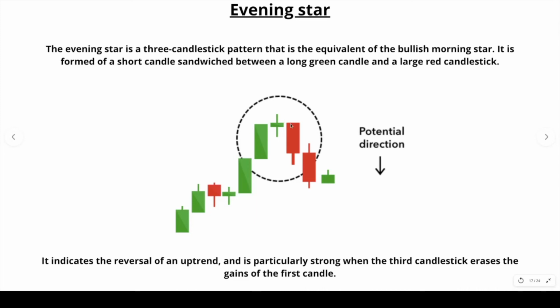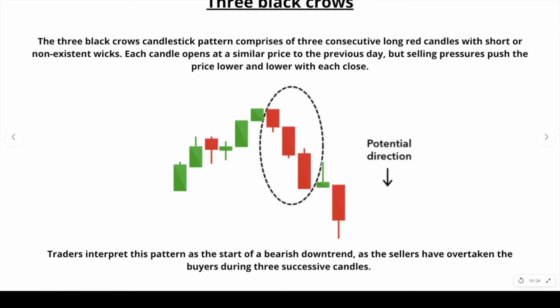And as you could see, the next candle being formed is another bearish candle, switching from an uptrend going into a downtrend. And now we have our 3 black crows. For the bullish side of the candlestick patterns, we had what we call the 3 white soldiers or 3 green soldiers, however you want to pronounce it.